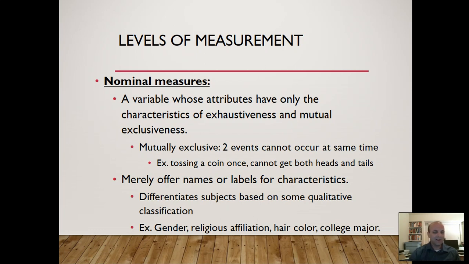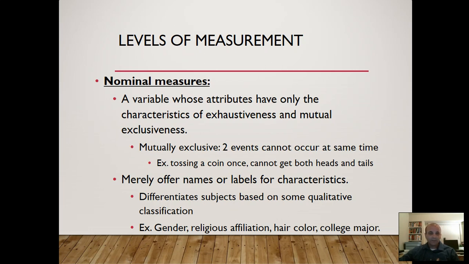You can be mad at your boss at that period of time, so you put no, I don't like my boss, or you could have just got a raise, so yes, I like my boss, right? So these two things can't occur at the same time. Tossing a quarter is a good example. Rolling a die, you can't get a six and a three at the same time. It can only be one thing at one particular time. So they merely offer names or labels for characteristics, differentiating subjects based on some qualitative classification.